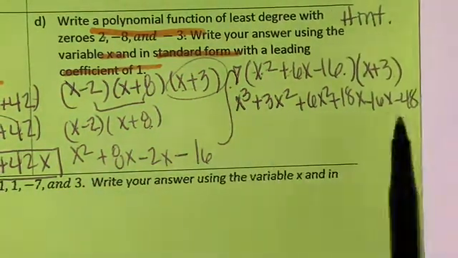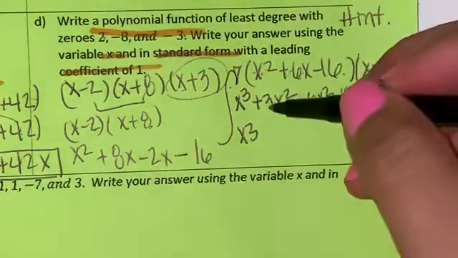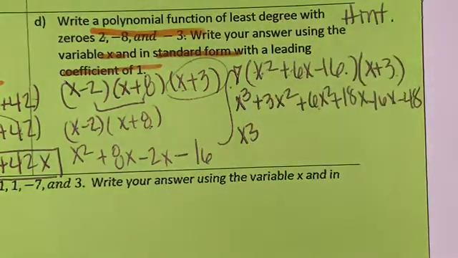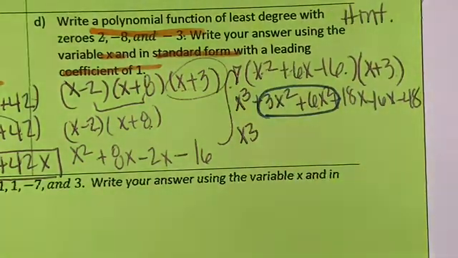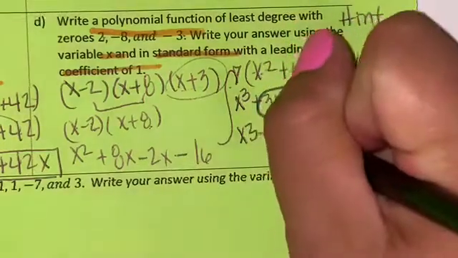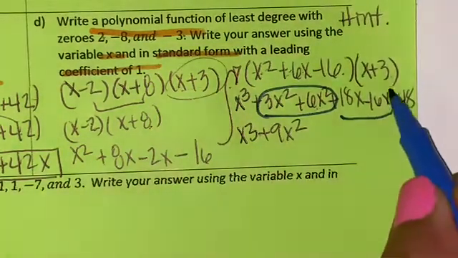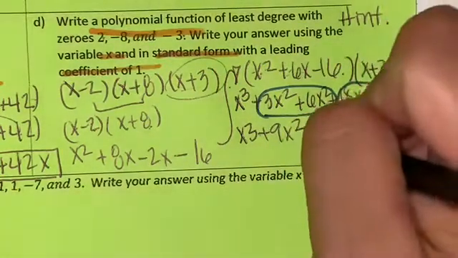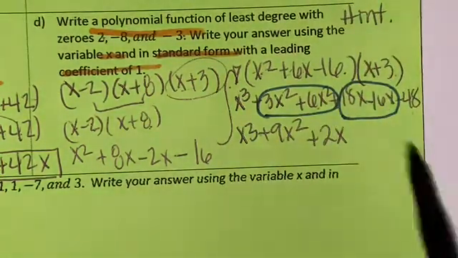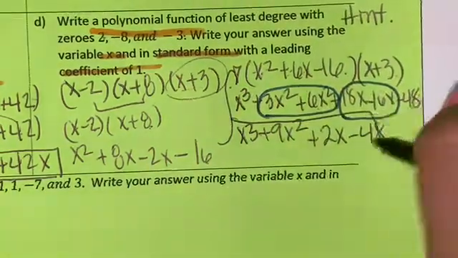I'm going to collect like terms. X to the third. 3 plus 6, okay, so these two go together. That's plus 9x squared. These two go together. 18x minus 16x is plus 2x. And then you just bring down the negative 48. That's your answer.